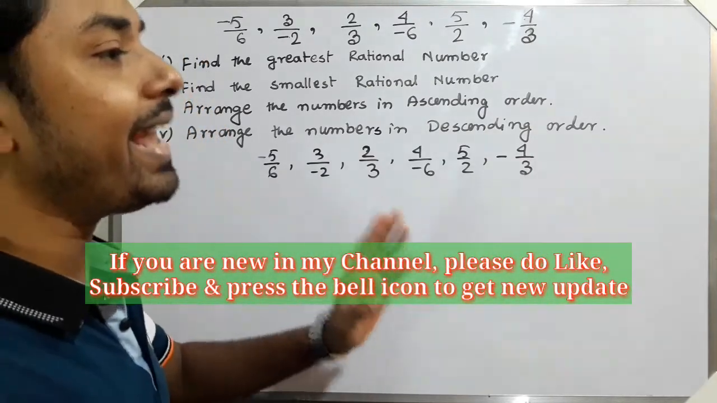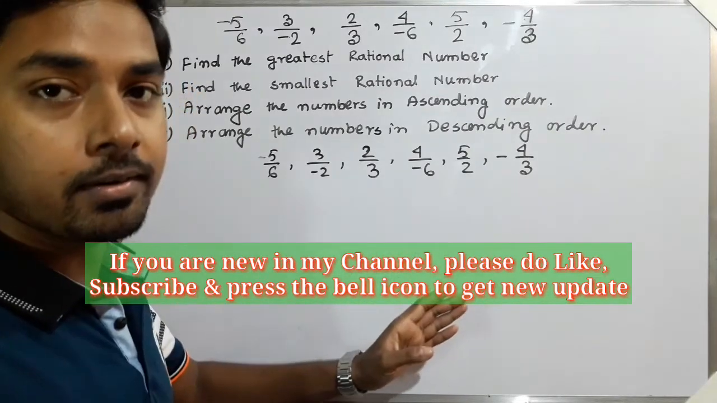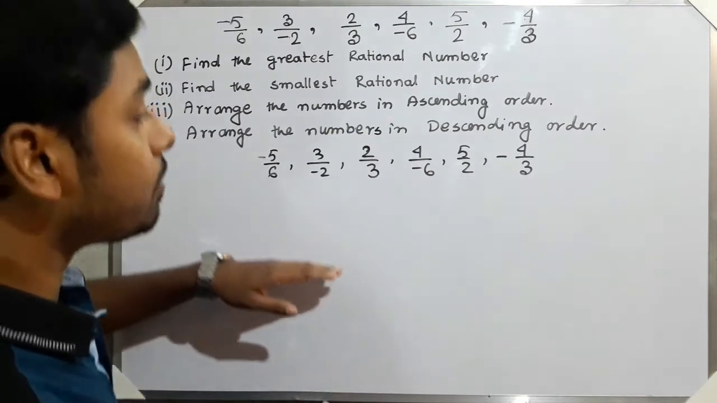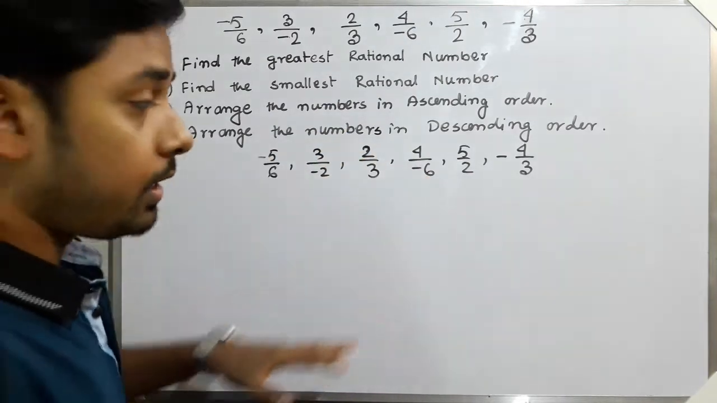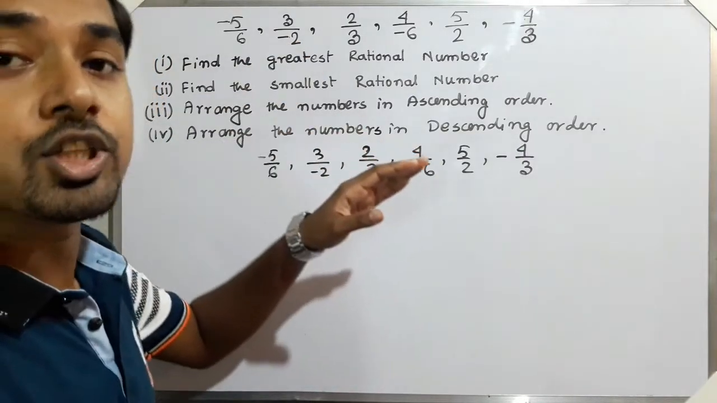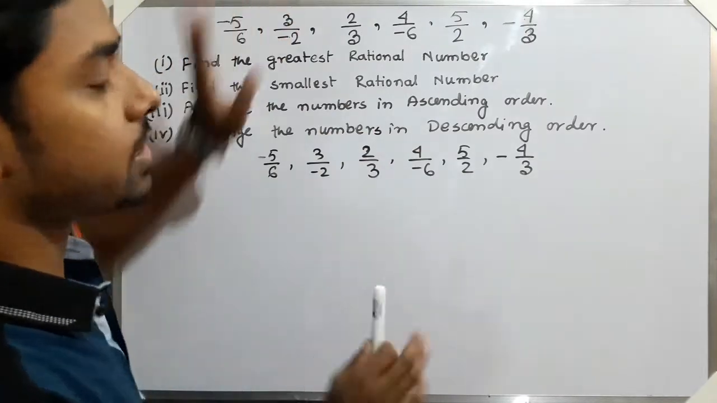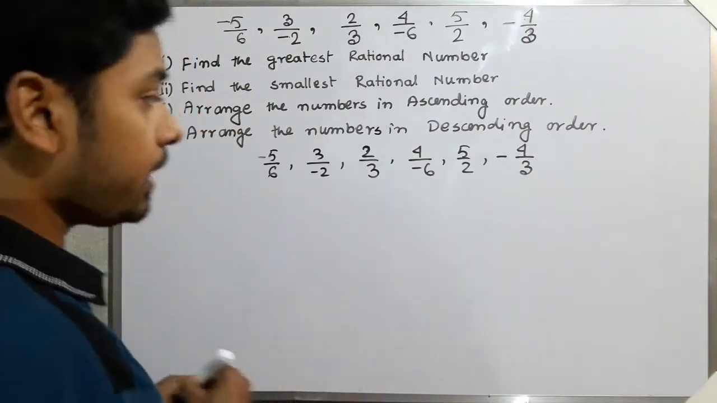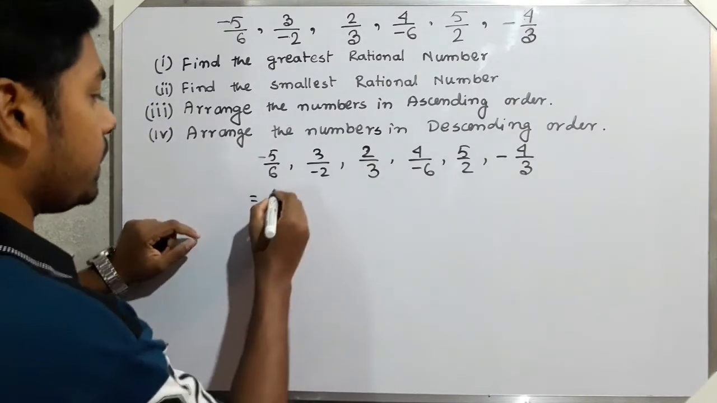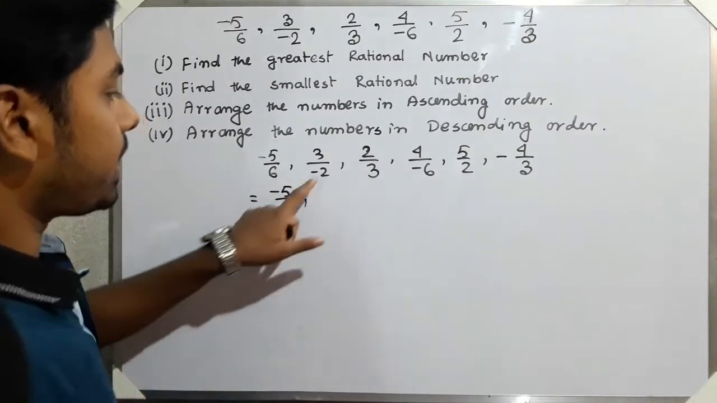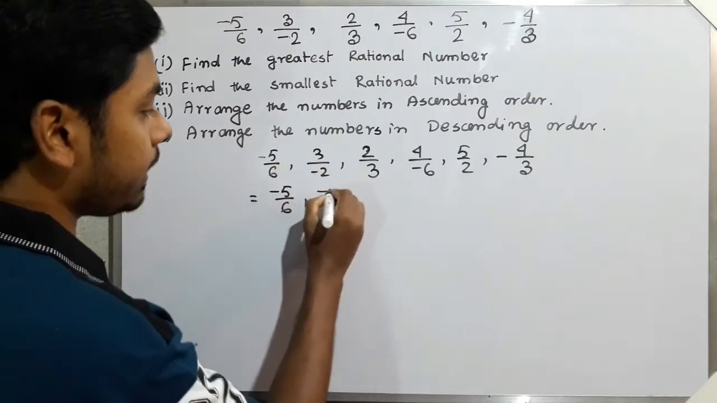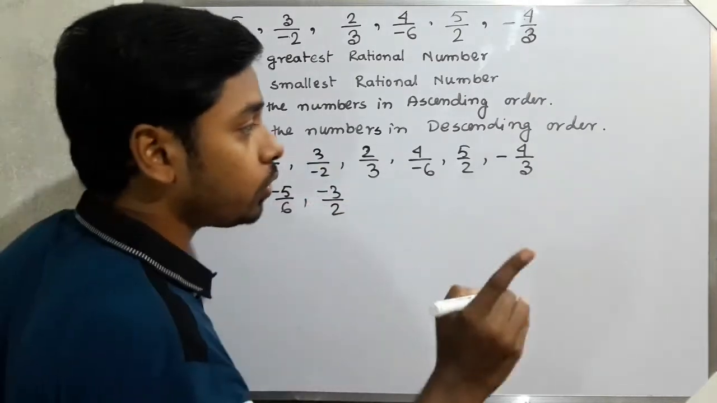If there is any negative sign in the denominator, then first of all you have to shift the negative sign from the denominator to the numerator. How do we shift it? Just like this, nothing else has to be done. Here the denominator is positive, no problem, it stays the same. But here the denominator is negative 2, so this negative sign we will take here, that means minus 3 by 2, because I already told you this thing.